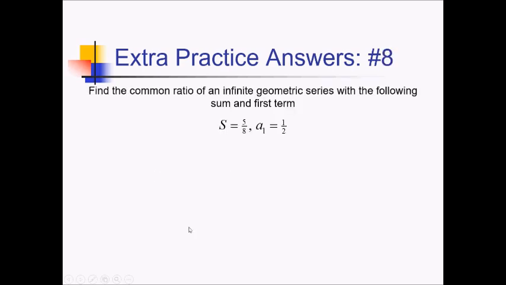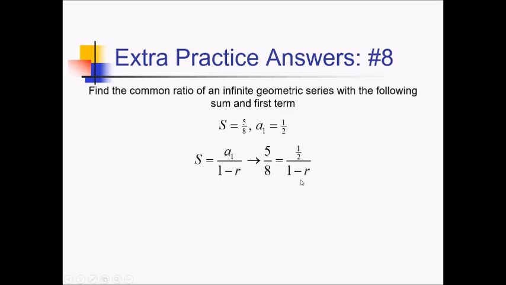For this problem, we're given the sum of a series and its first term, and we want to figure out the common ratio, given that this is an infinite geometric series. So we're going to use our infinite sum formula and just see what this comes out to. So I've got S equals a1 over 1 minus r. And now let's see, for S here I can plug in 5/8. For a1, that's going to be 1/2, so we have 1/2 over 1 minus r.